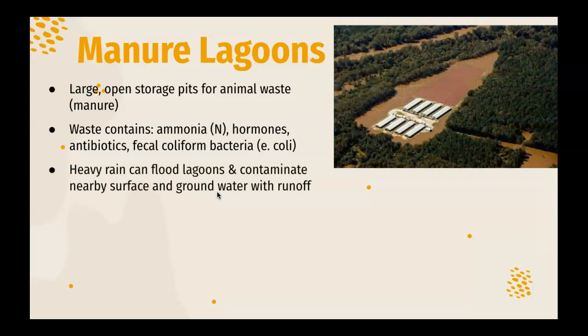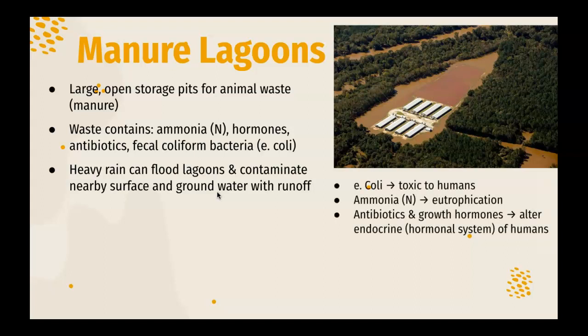So what happens, it's fine typically to concentrate this in these manure lagoons, but if there's a heavy rainfall, we can have manure lagoons that flood or overflow. And if they overflow, they're going to contaminate nearby surface water, so if there's a river or a lake nearby, or they can just spill over and then contaminate groundwater sources in the area. E. coli is toxic to humans. The ammonia that's going to be in those manure lagoons can lead to eutrophication.